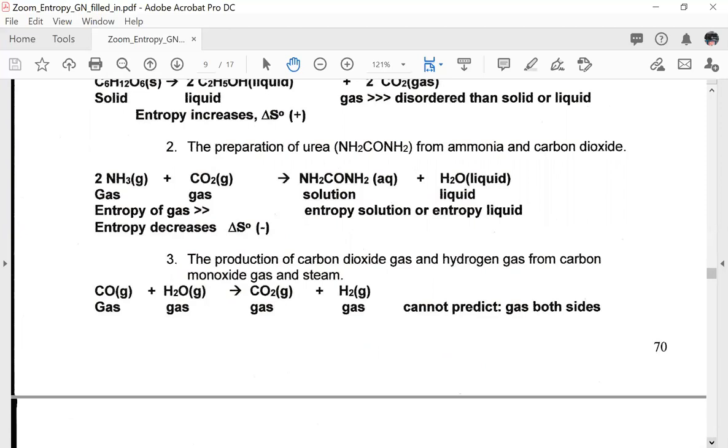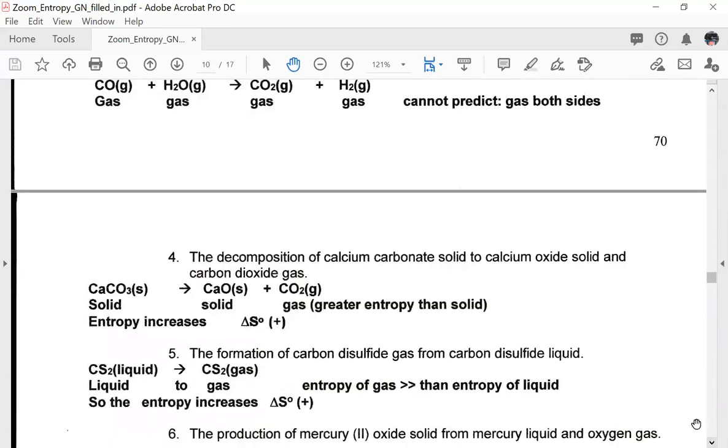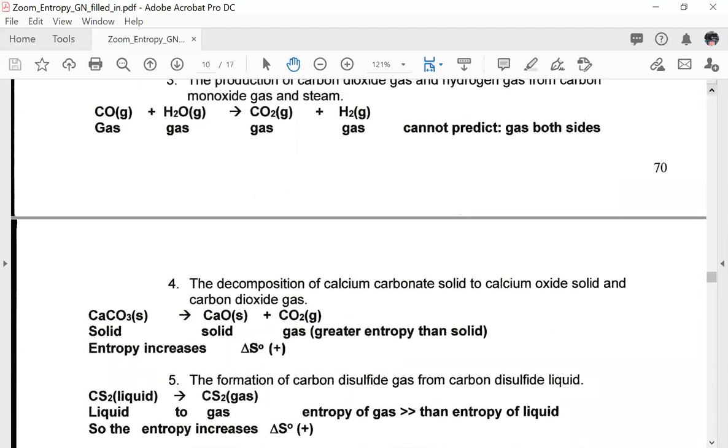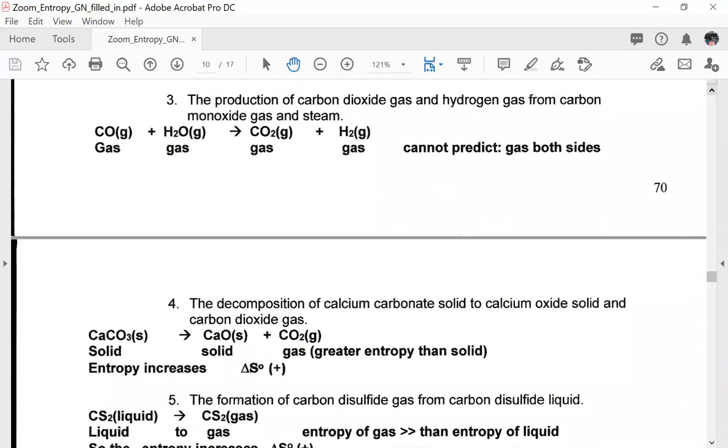Okay, next, we've got the decomposition of calcium carbonate solid to calcium oxide solid and carbon dioxide gas. So we write the equation. We label solid, gas. The gas has a greater entropy than the solid. Our entropy increases. Our delta S at the standard state is positive.